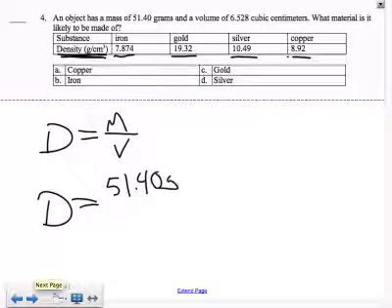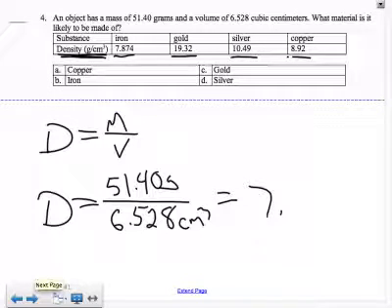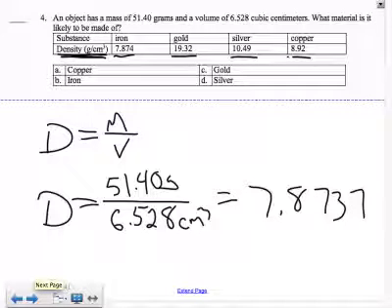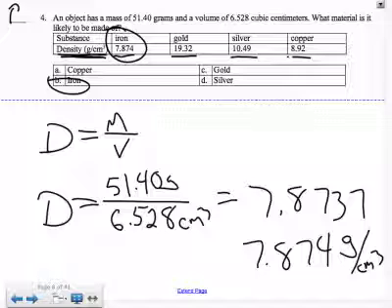In this case, we've got a mass of 51.40 grams divided by 6.528 cubic centimeters, centimeters cubed, and that comes out to 7.8737 and so on. There are some other numbers if you do it in your calculator, and that rounds to 7.874 grams per cubic centimeter, which is the density that matches the one for iron. So your answer here should be answer B.